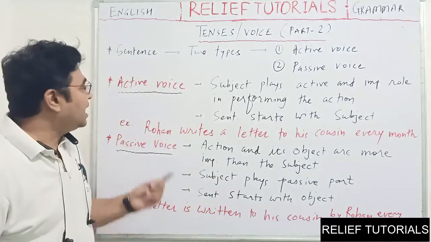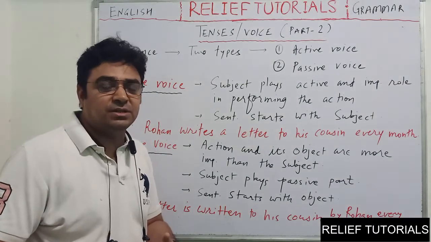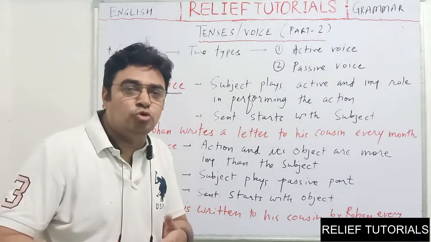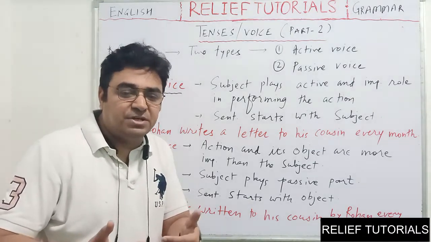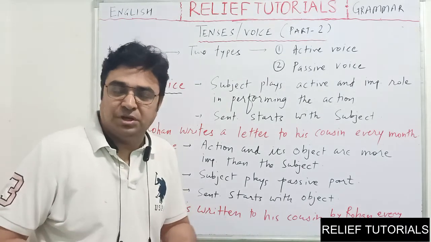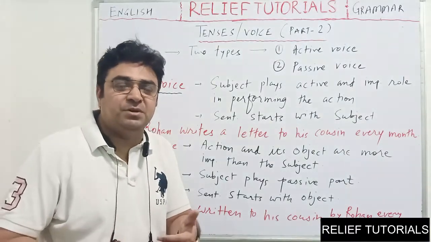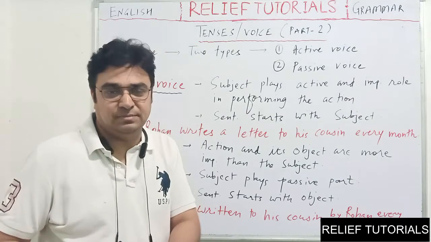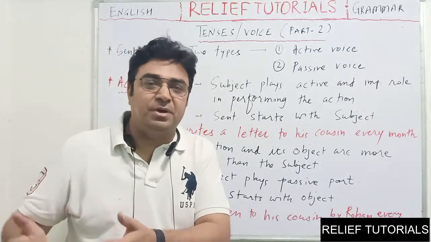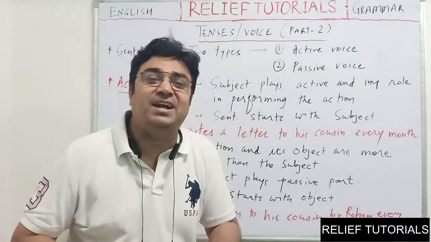First of all, active voice. Friends, when you form a sentence, and the situation comes where you have to decide that the subject is playing an important part in performing the action, is doing an active role, this sentence is formed with the subject right in the beginning of the sentence. That kind of sentence formation, the subject in the beginning, then comes verb, then comes object, and then the other words, would be called active voice.